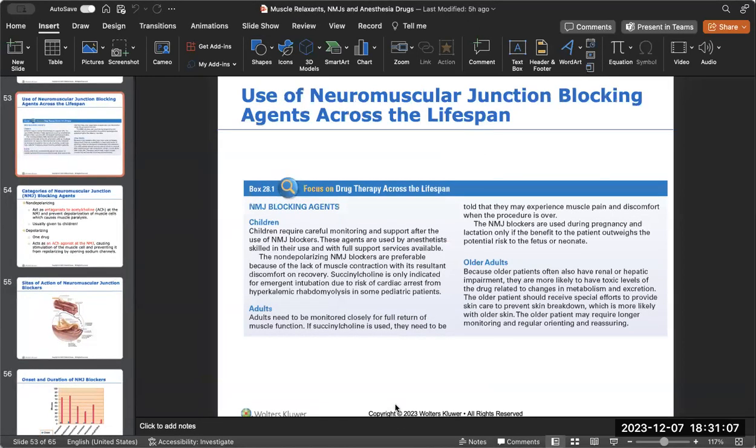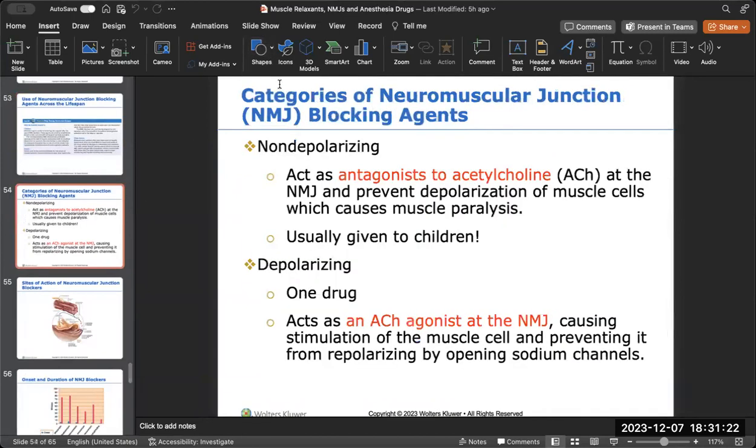Neuromuscular junction blocking agents are not very good for children, so just be really, really careful with them. And acetylcholine is only indicated if there's an emergency for intubation. So we don't really like acetylcholine, and we'll get into why. So we have two different categories of these neuromuscular junction blocking agents.